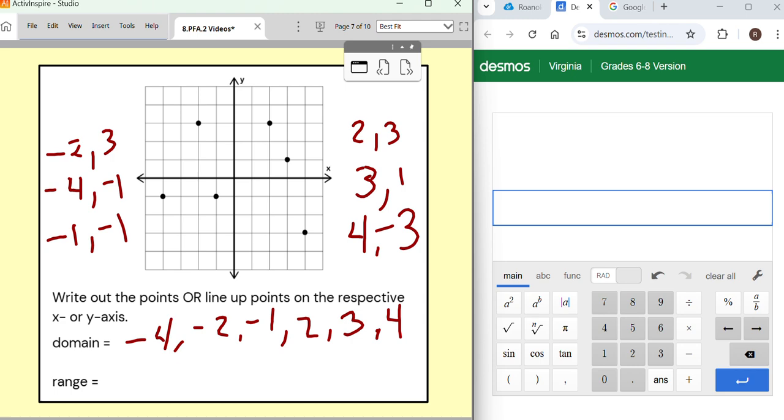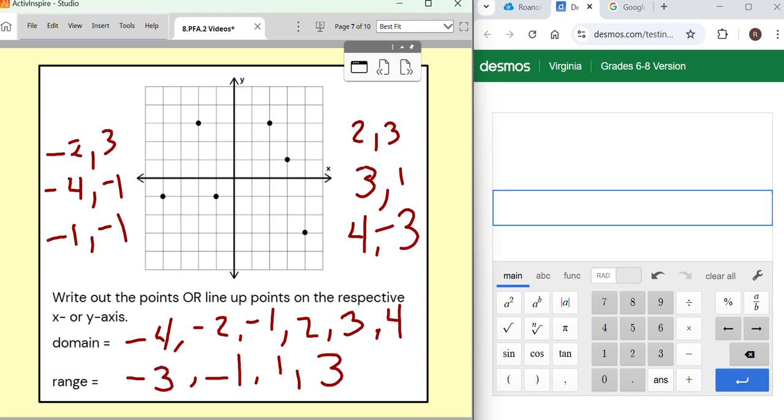And if you want your range, those are the Y values. I'm going to start with the smallest, which is -3. There's 2 -1s, so I'm going to write it once. Then there's a 1 and 2 3s, so I'm only going to write it once. So that's your domain and your range. That is one way to do this if you want to do that. What I would do is different.